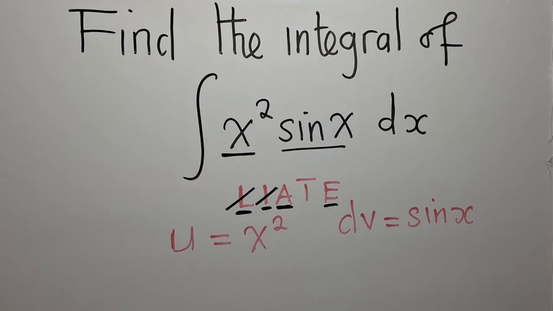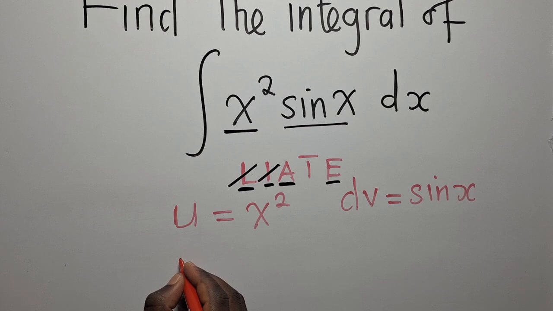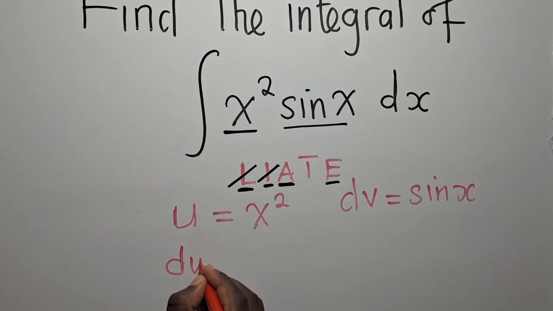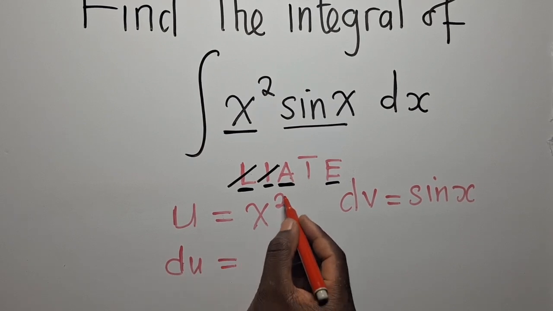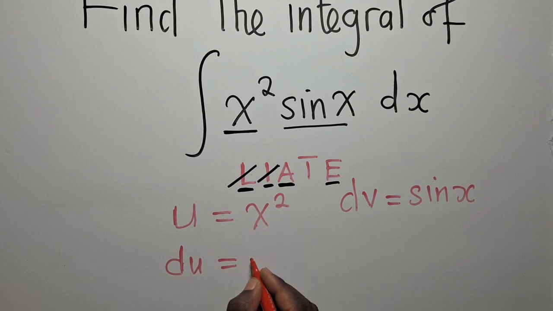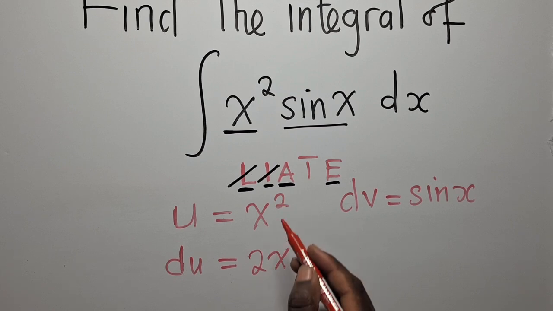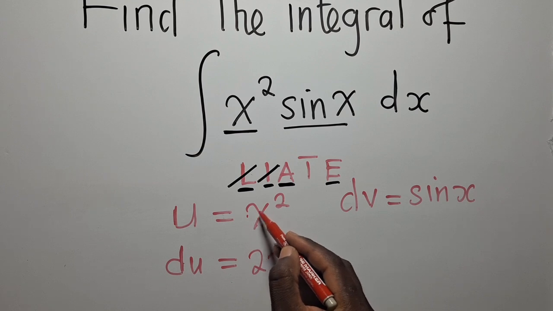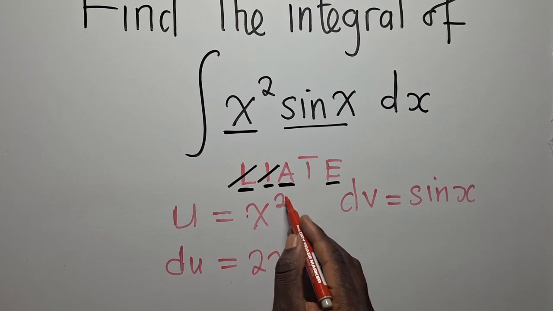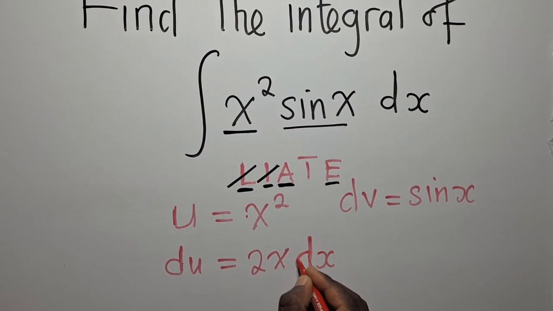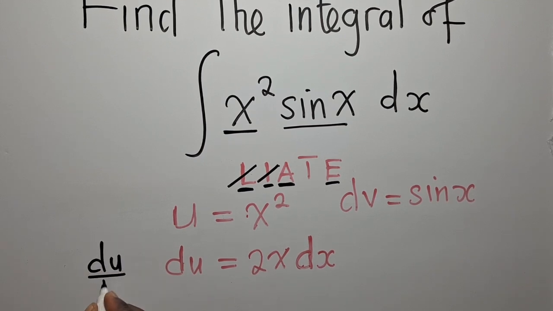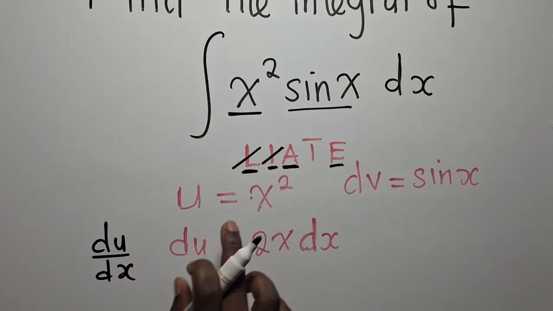Once you identify those two things, you come to your u and find your du dx. In this case, we find the derivative of this x power 2, which is just 2x. When finding the derivative, you multiply the power by the number in front, so 2 times 1 is 2, and then you subtract 1 from the power. The same idea applies to finding du dx.